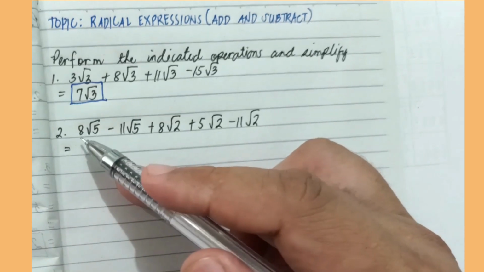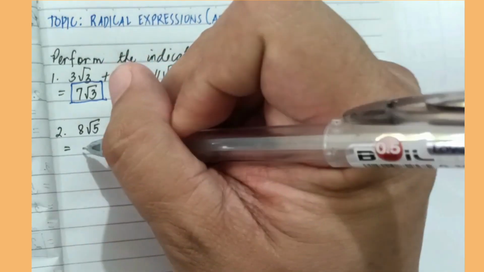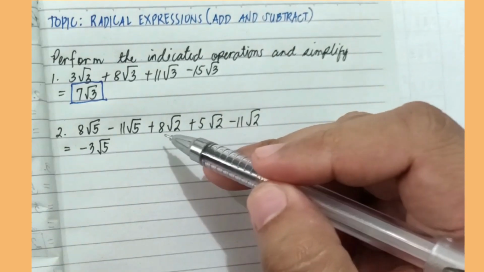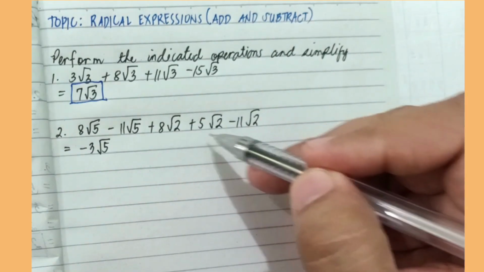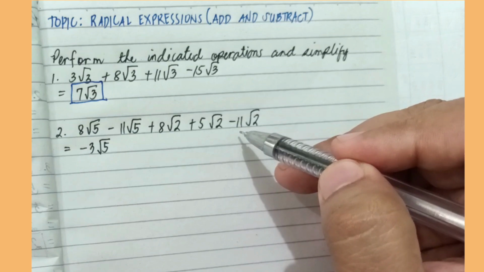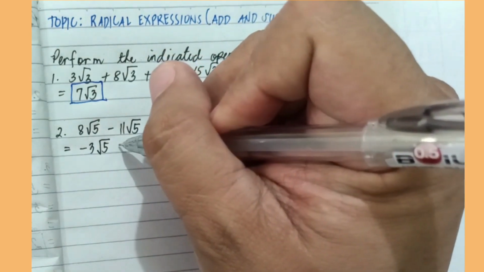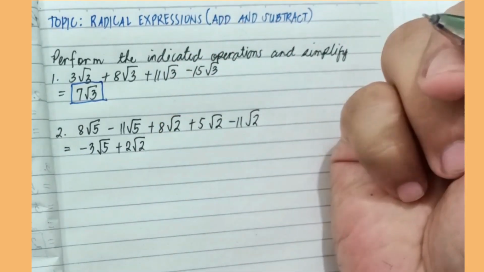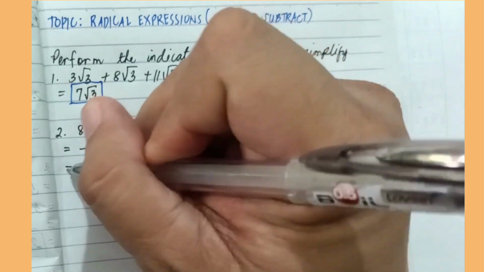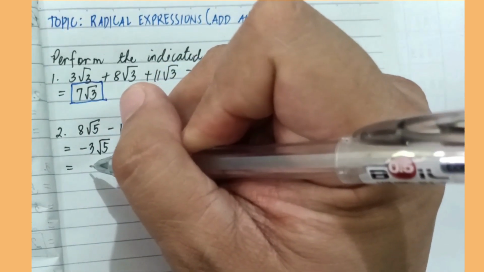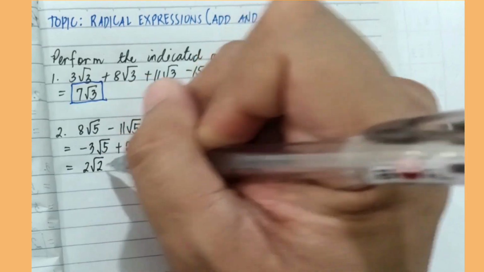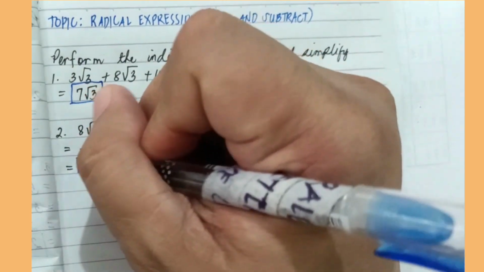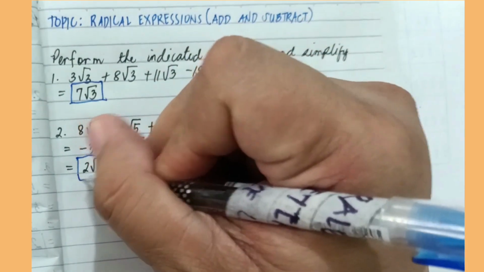So we now have here 8 added to negative 11. So the result is negative 3 square root of 5. Then here we have 8 plus 5 is 13 plus negative 11, which is 2. So then copy, so we now have here positive 2. Then copy square root of 2. So if we're going to arrange this one here, this is equivalent to 2 square root of 2 minus 3 square root of 5 as the answer. So this is now the answer for number 2.